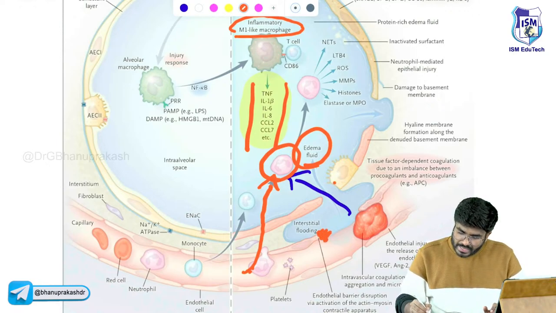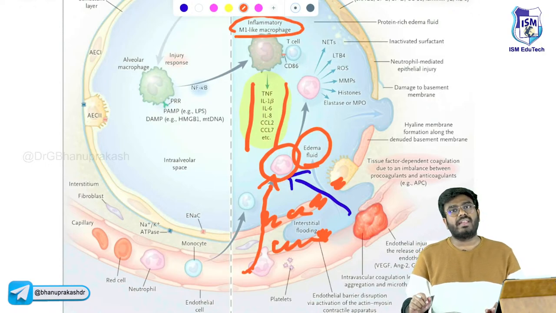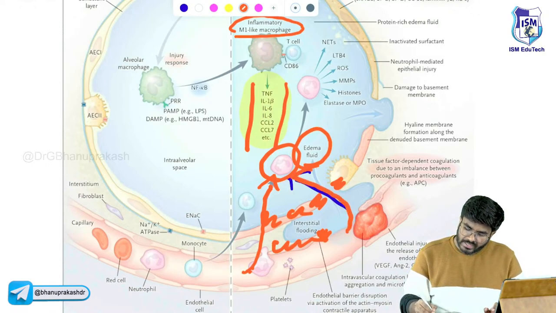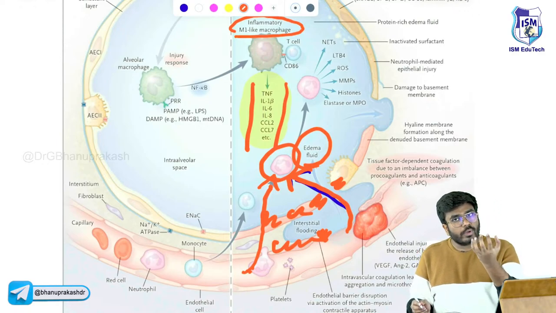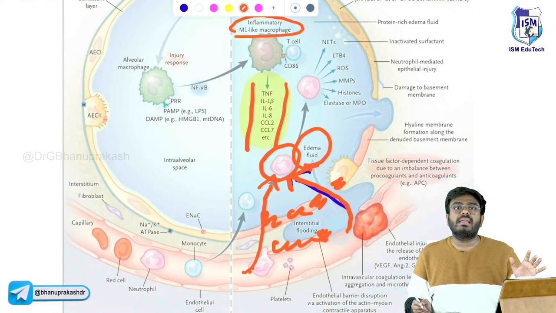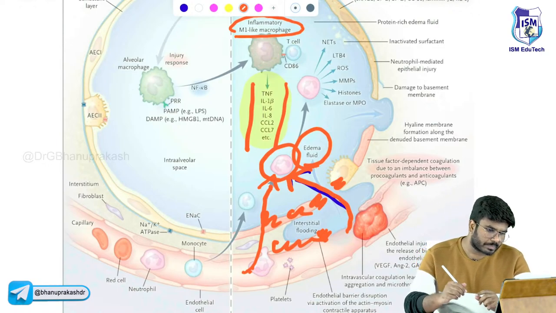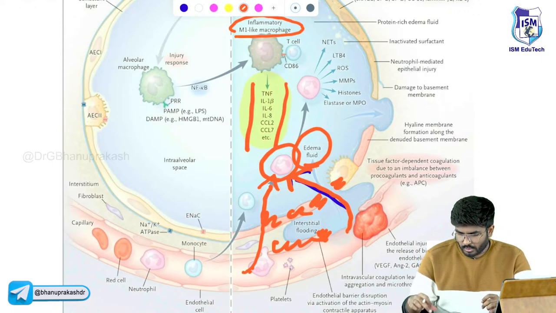Now they will cause damage to the linings, the alveolar lining and the blood vessel lining. That causes leakage of protein-rich fluid into the alveoli. So fibrin is going to be deposited, and that fibrin is now going to be called hyaline membrane.